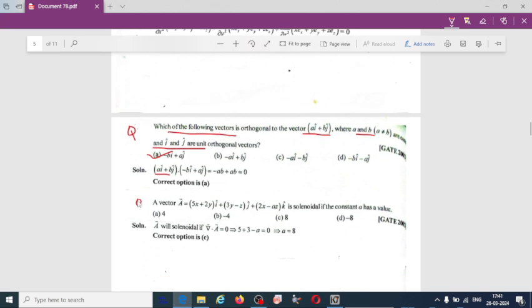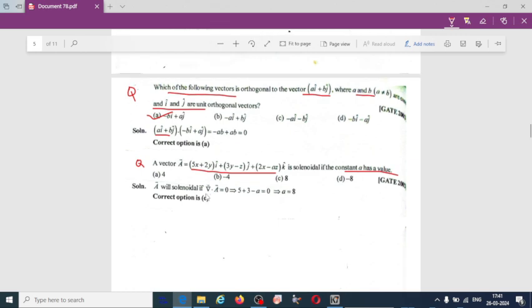So next one: a vector given by this formula is solenoidal if the constant A has a value. So solenoidal means the divergence of A must be 0. So divergence of A, if you take, then this would be 5 plus 3 minus A. Then A is equal to 8. Option C.